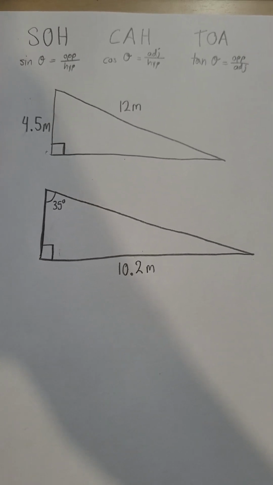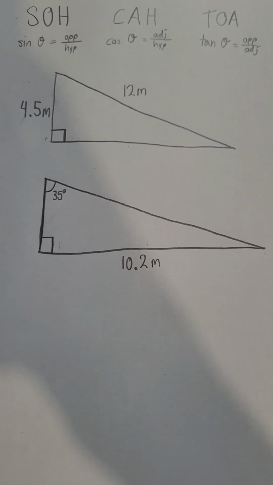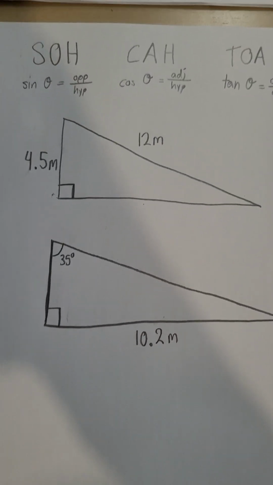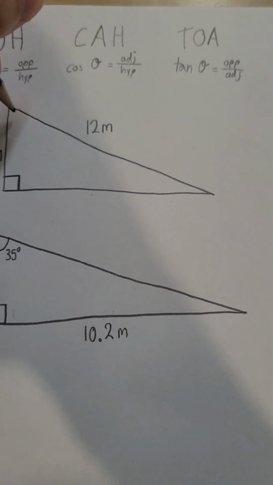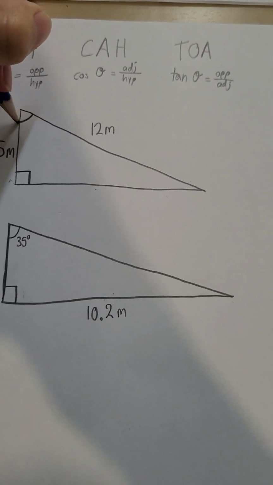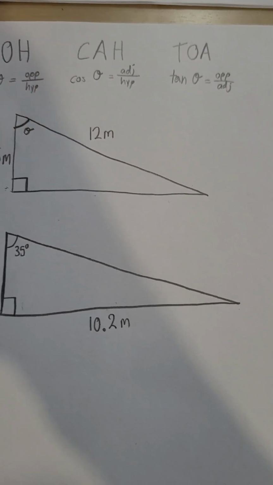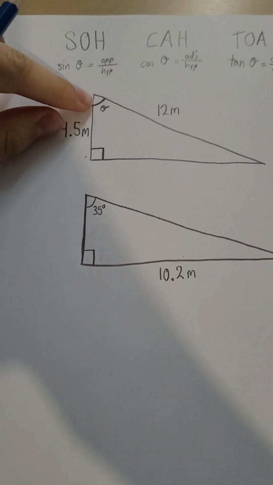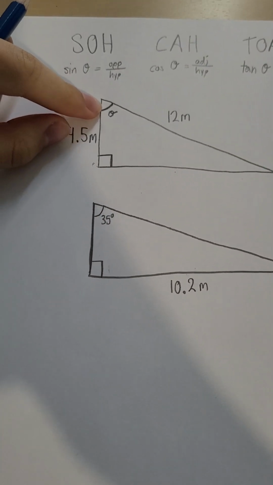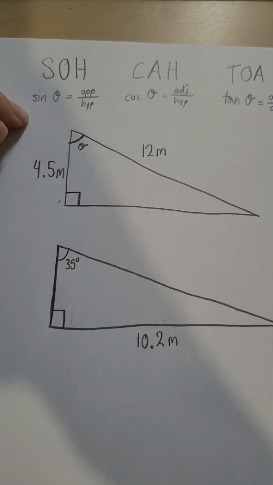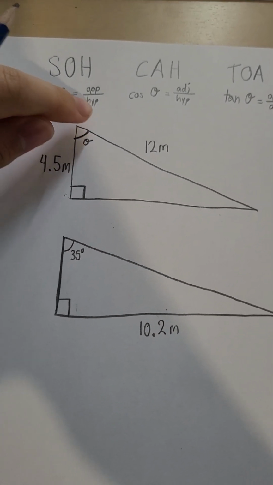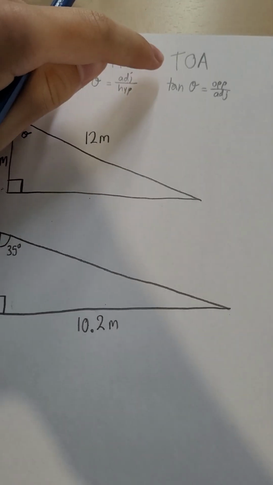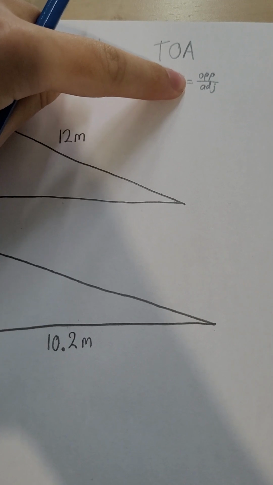So we've got two triangles here, and we're going to go over what SOH CAH and TOA mean. So for this first question, let's solve for this angle. This is our angle theta. Okay? So that's the angle that we need to solve for. And you see over here, you can do sine theta is opposite over hypotenuse, cos theta is adjacent over hypotenuse, and tan theta is opposite over adjacent.